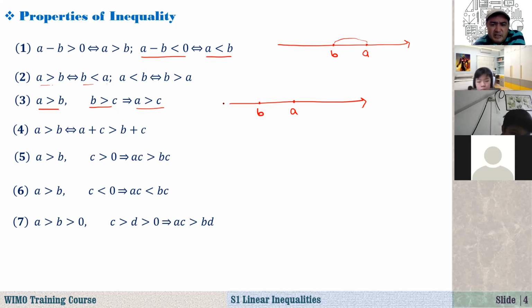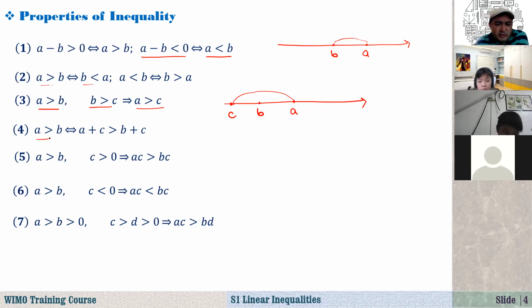That means that C is on the left of A. So our C is somewhere here. So from here, we can see that A is positioned to the right of C, and that means that A is greater than C. When we're just talking about this, we actually call it algebraic manipulation, right? Anyway, A is greater than B.